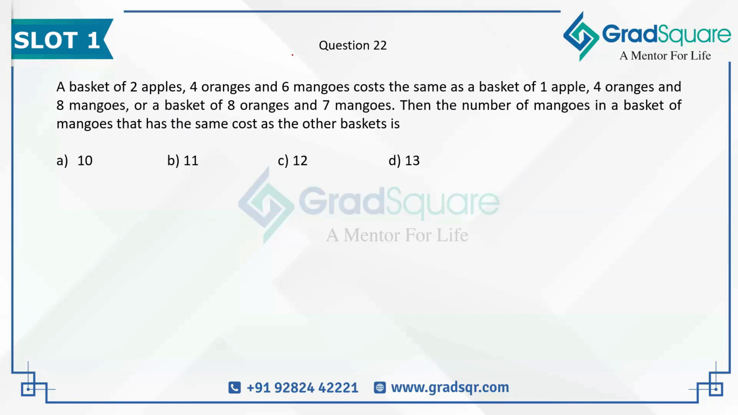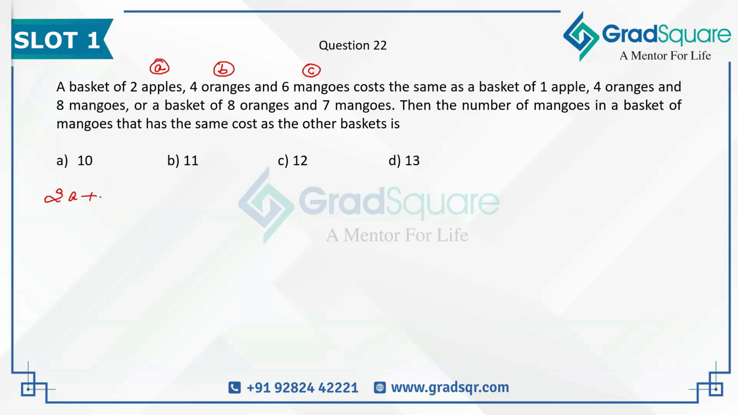Let's have a look at this one. It says a basket of 2 apples. Let's say apples cost A rupees, 4 oranges. So 1 orange costs B rupees and 6 mangoes. So a mango costs C rupees. Okay. So what am I saying?